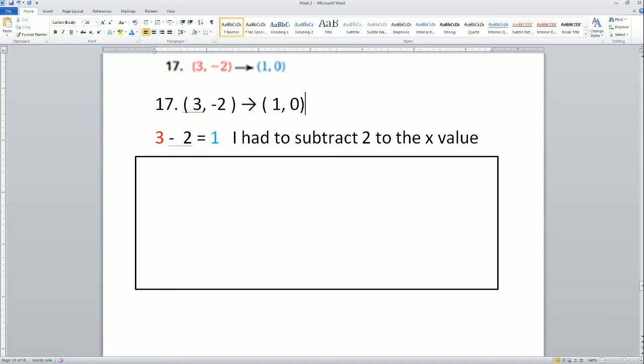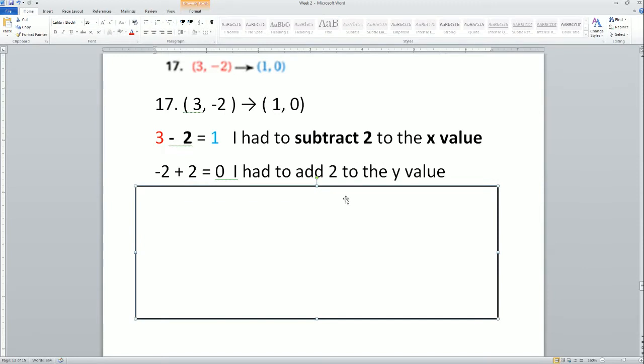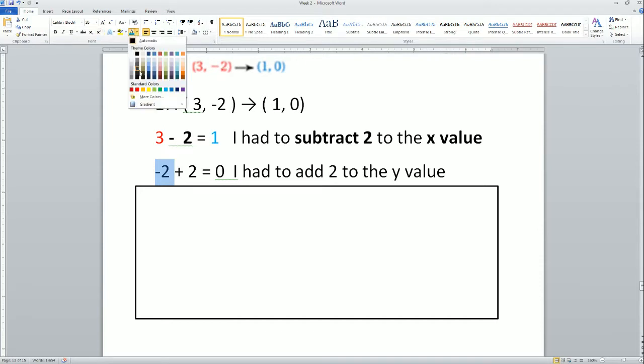Notice I have to subtract 2. This is the subtract 2. I had to subtract 2, and that is being done to the x value. Next, this was the original y value. Then it became 0. Good, right? But to get that to 0, I had to add 2. I had to add 2 to the y value.